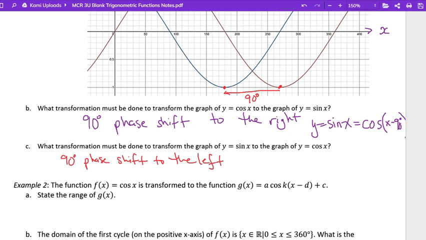Now, using this example, write an equation for part C. It's going to look really similar, except that we're equating it to cos.